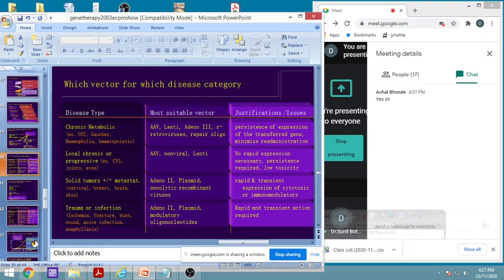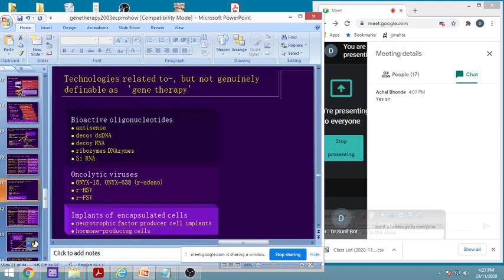And why are these suitable? Because they are rapid, and they give transient expression of cytotoxic agents or immunomodulators. In case of trauma or infection, for example fracture, burn, wound, acute infection, anaphylactic reactions, etc., again adeno, plasmid, then modulatory oligonucleotides are useful, because we want rapid and transient action.